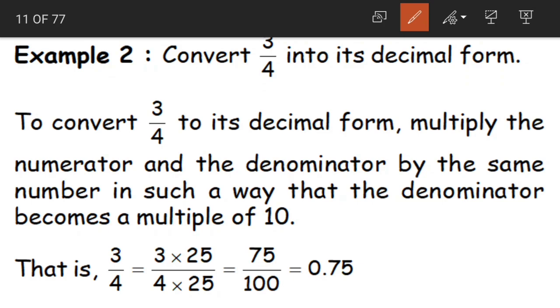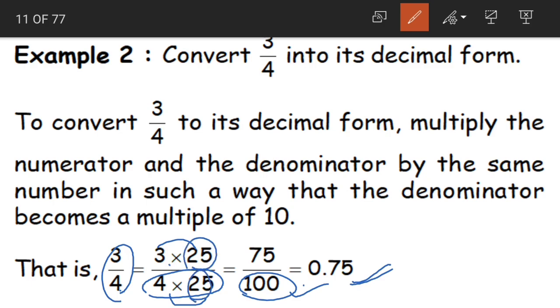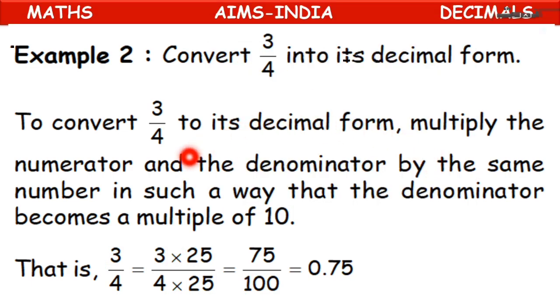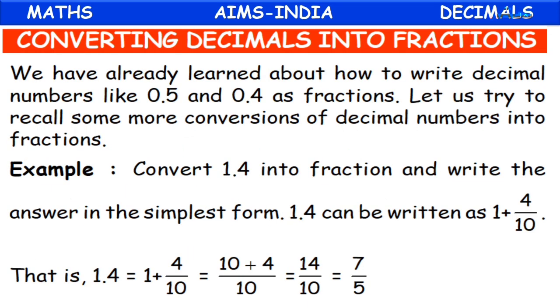Yes, to conclude, what did we do? First, we had 3 by 4. Then we multiplied both 3 and 4 with 25. Why only 25? Because 4 into 25 will give us 100, which will make it easier to convert it into a decimal number. Yes, we have to multiply with the same number. 3 into 25 is 75, 4 into 25 is 100, which is equal to 0.75. Understood, children? This is the conversion of a fraction into a decimal form wherein the denominator is not 10, 100, 1000 or so on.